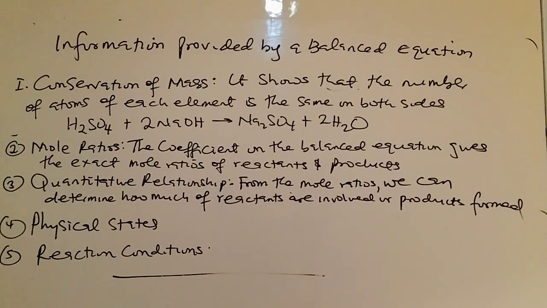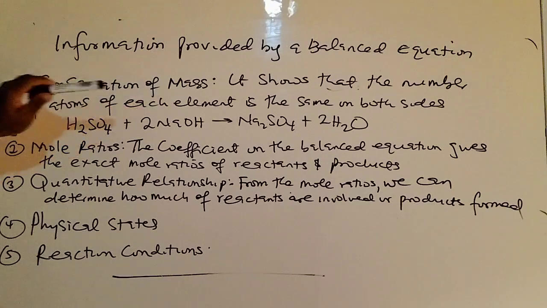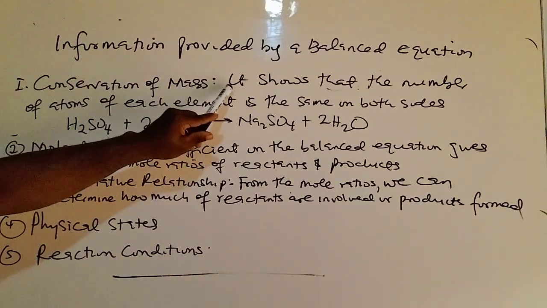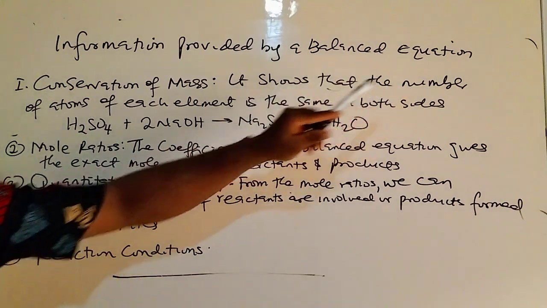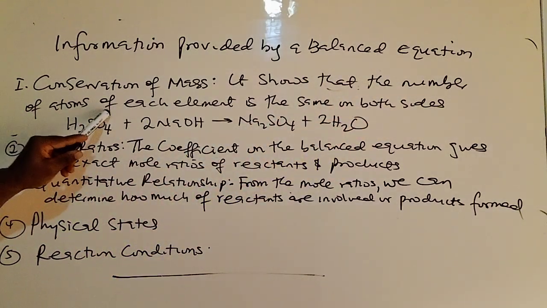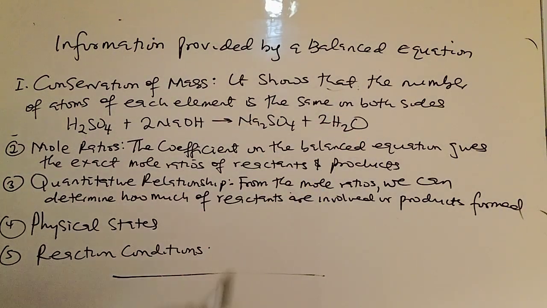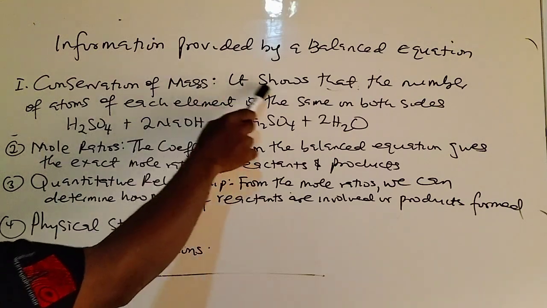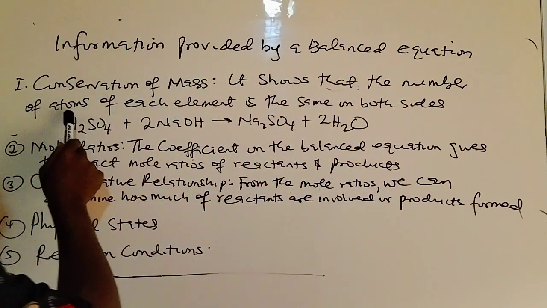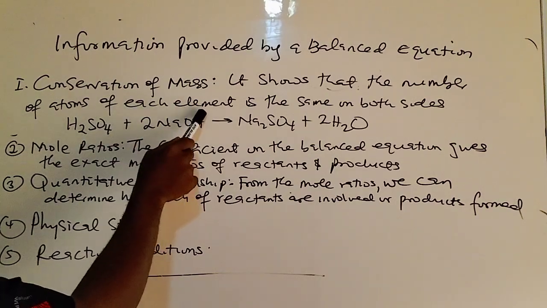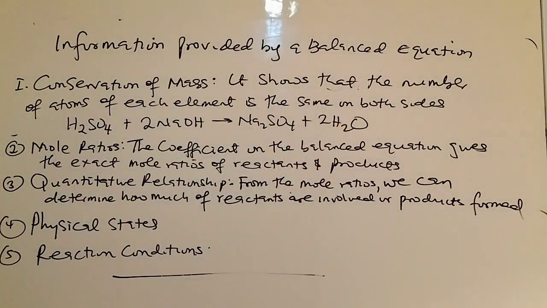On the whiteboard, we have information that we can obtain from a balanced equation. The first information a balanced equation can provide is conservation of mass. What does it mean? The balanced equation shows that the number of atoms of each element is the same on both sides. I repeat, it shows conservation of mass. It shows that the number of atoms of each element is the same on both sides.